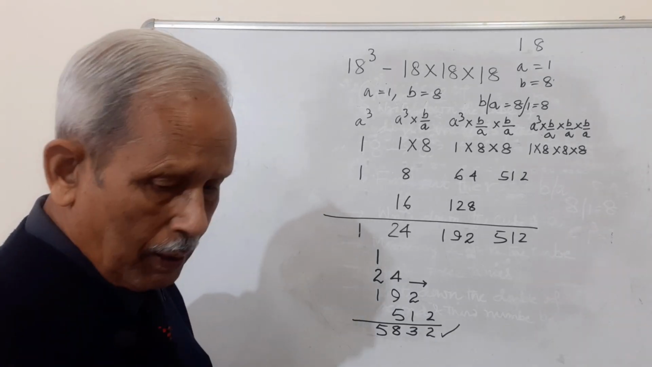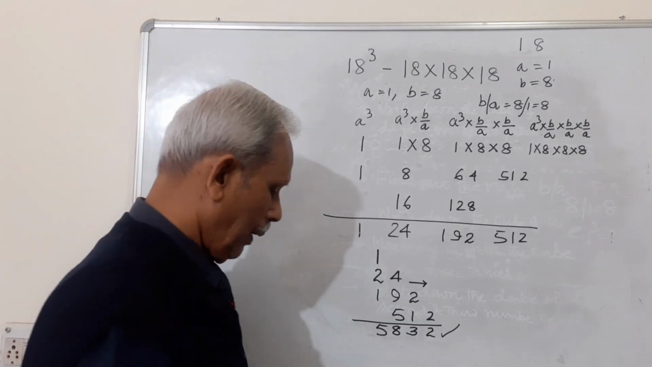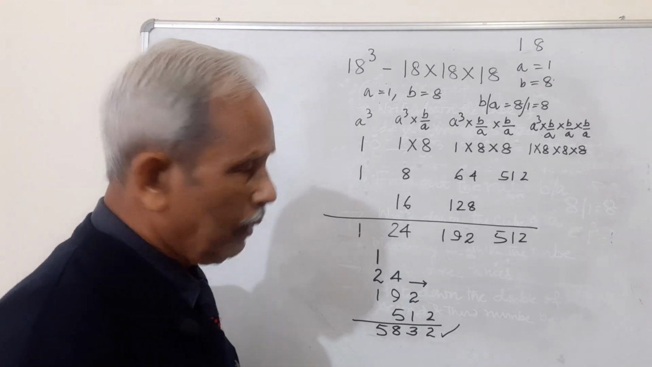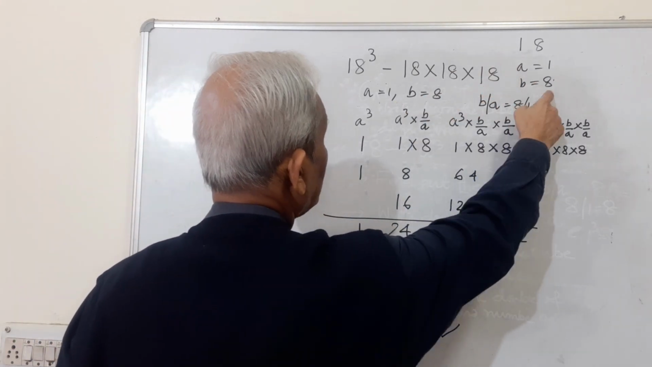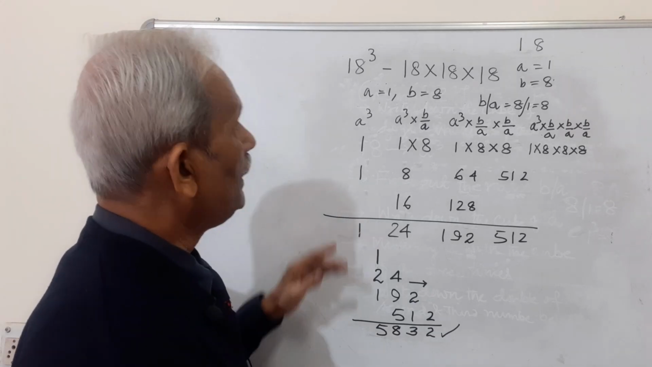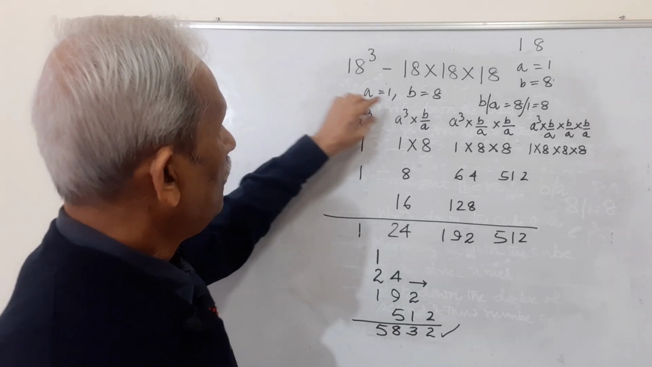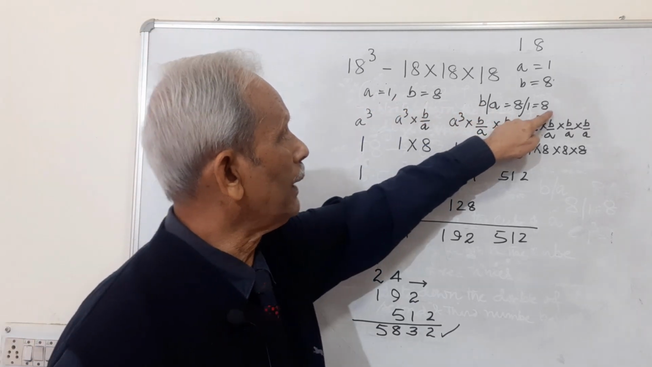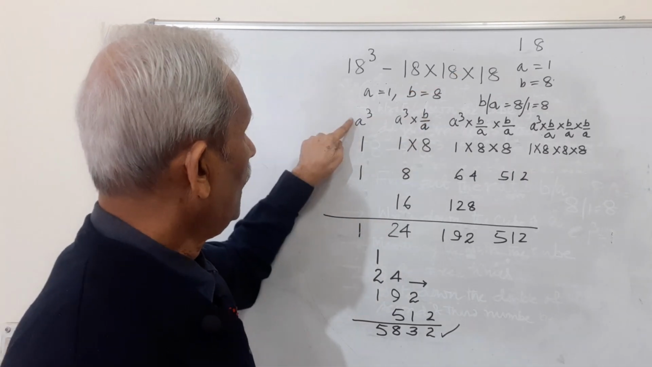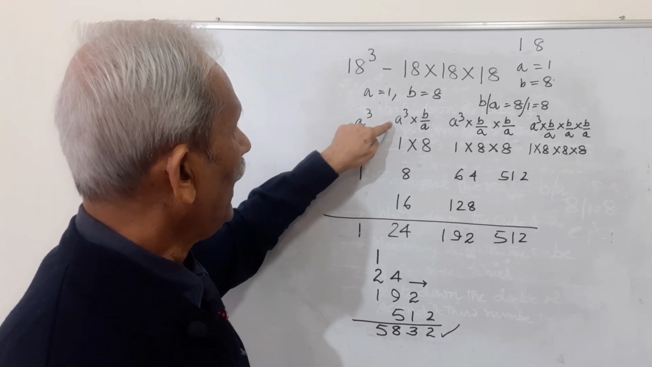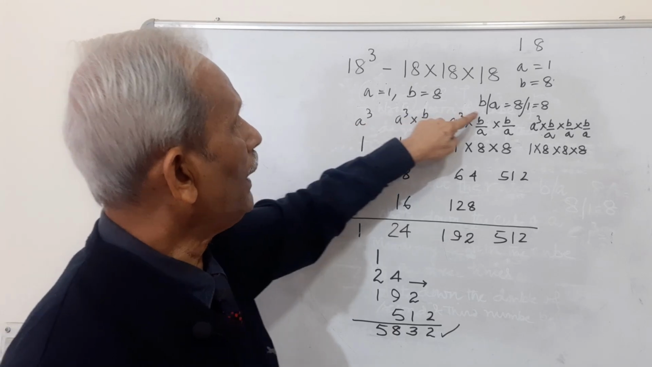For 18 cube, we have taken A as 1 and B as 8. When A is 1 and B is 8, B by A is equal to 8 by 1, which is 8. Right? So first write down A cube. A is 1, so 1 cube is 1. Then A cube into B by A is 1 into 8.